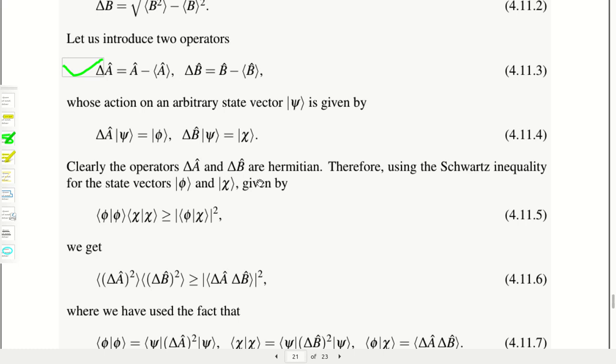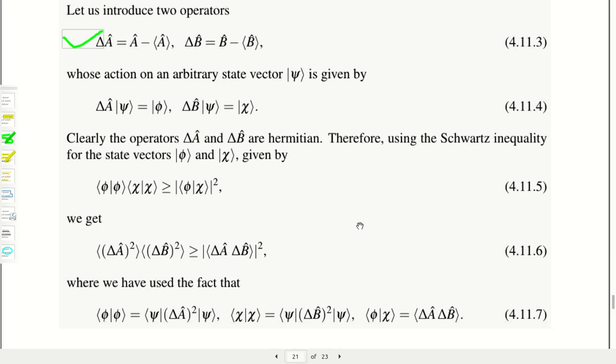Since the operators A and B are Hermitian, there is an inequality called the Schwarz inequality, which I am not going into detail about. Just remember this formula. This is the length of the vector phi, this is the length of the vector chi, and their product will be greater than or equal to the square of the inner product of the phi and chi vectors.